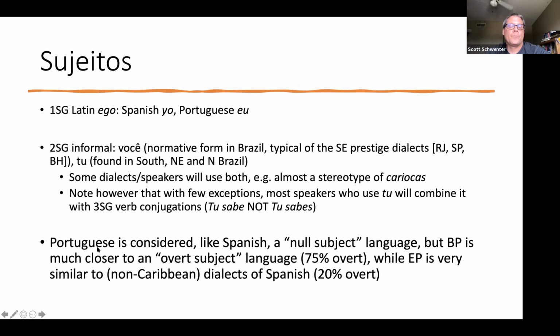conjugations for tú. Now, Portuguese is also considered, like Spanish, a null subject language, but this is very misleading and very different depending on what we're talking about. So Brazilian Portuguese is much closer to an overt subject language. The studies that I've seen say 75 to 80% overt subject. So that means people are saying the pronoun, right?